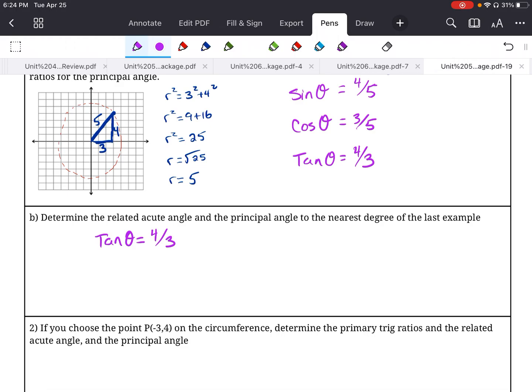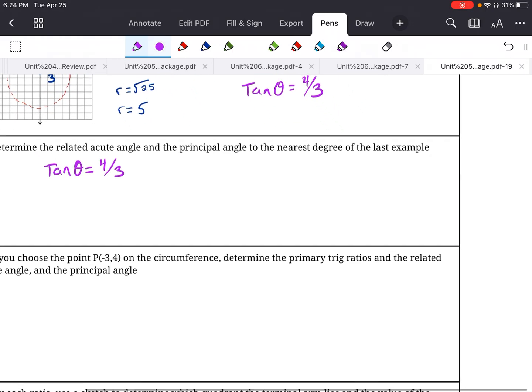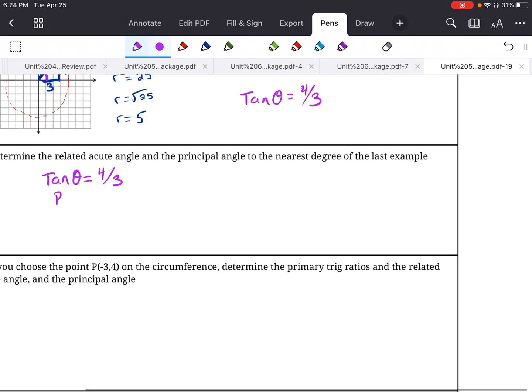And when you do this, it's going to give the related acute angle because we're working with triangles. It's always going to be the angle within the triangle, where the principal angle doesn't necessarily have anything to do with the triangle. It could be the angle outside of your triangle. So this will give us a related acute angle. And to find that, it is the tan inverse of 4 over 3. And this gives us a related acute angle of 53 degrees.